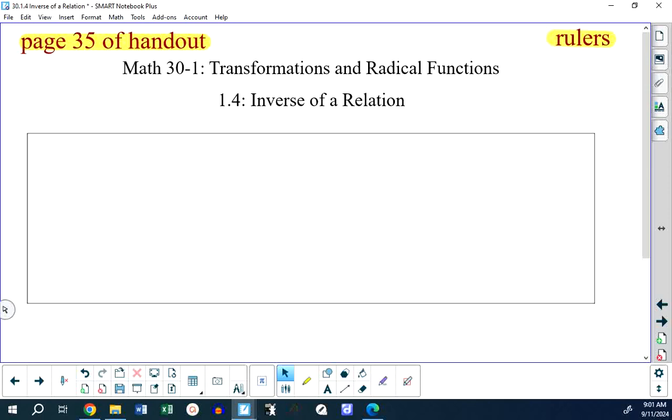So we're not done with transformations. We are done, however, with that whole group of transformations dealing with A, B, H, and K. Today we're going to be looking at an inverse of a relation topic, and it turns out that this can be thought of as a transformation.